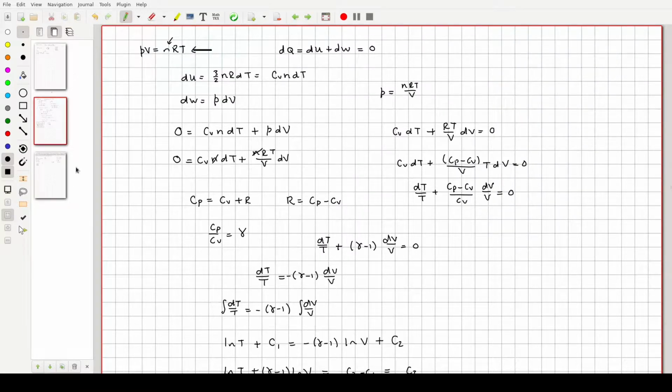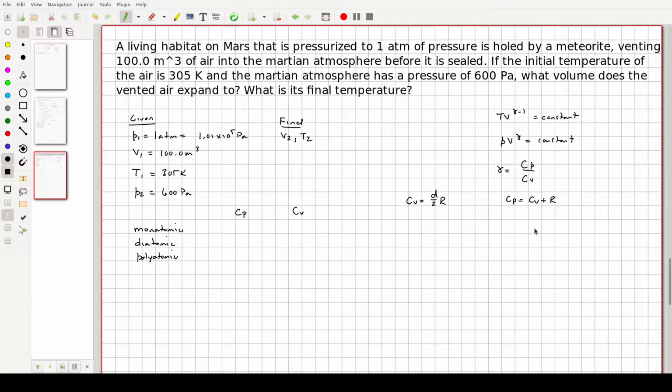Yeah, minus. No, plus. That's right. There we go. Plus. All right. So for a monatomic one, the number of degrees of freedom are 3. We've mentioned this before. So Cv would be 3 halves times R. Cp is going to be an additional R to that, which would be 5 halves.